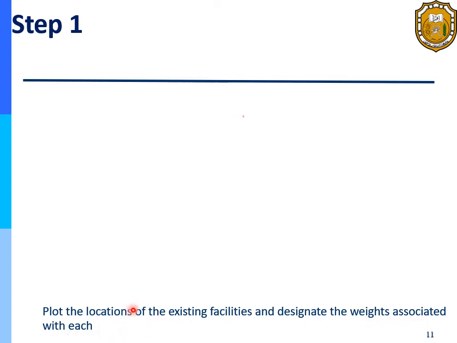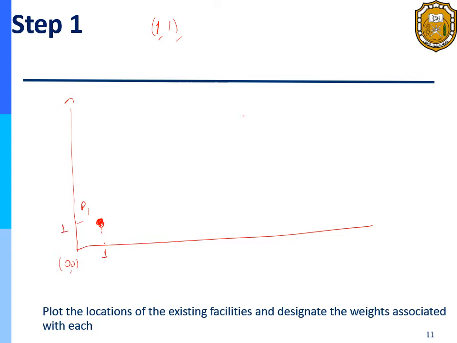Remember, in our example problem, we had a facility at x coordinate 1, 1. Okay, let's assume that this is our coordinate system. This is point 0, 0, and 1, 1 is this. This is the first facility, P1, and its coordinate is 1 and 1. The weight corresponding to this first facility was 10, I guess. So we write the weight here and here as well.